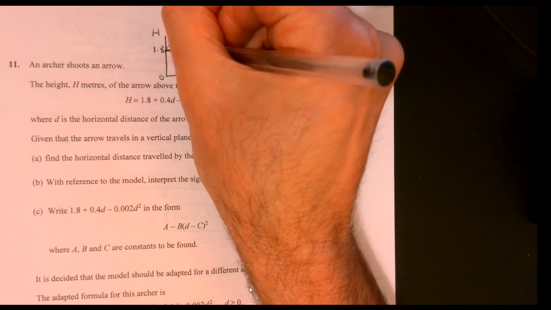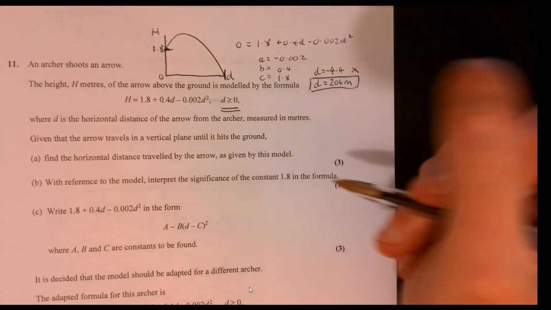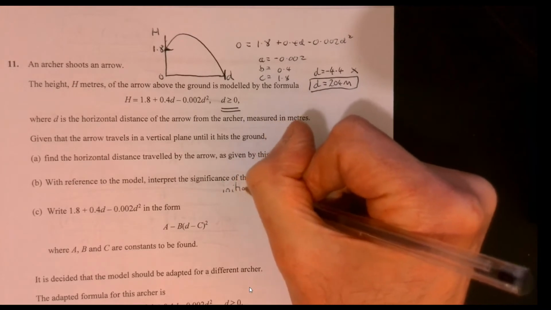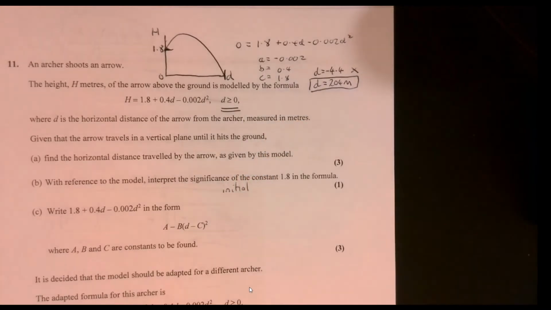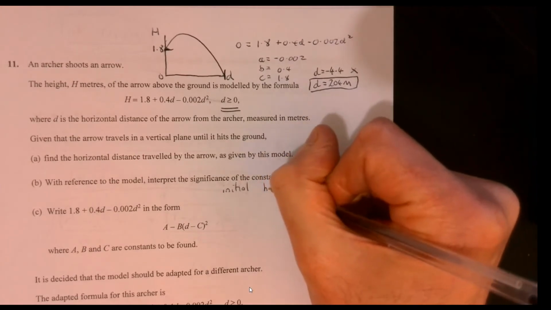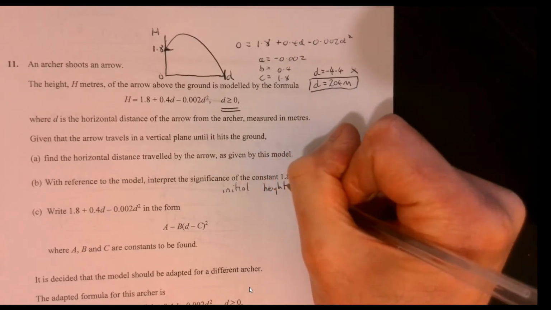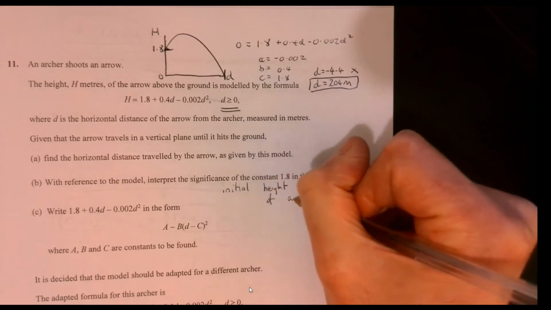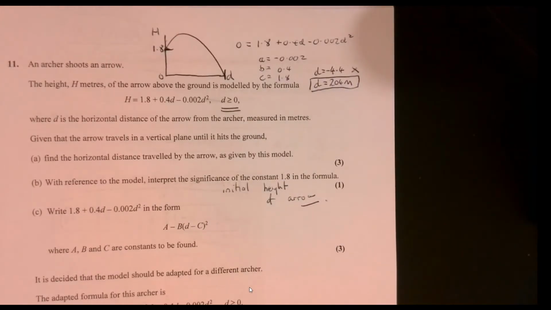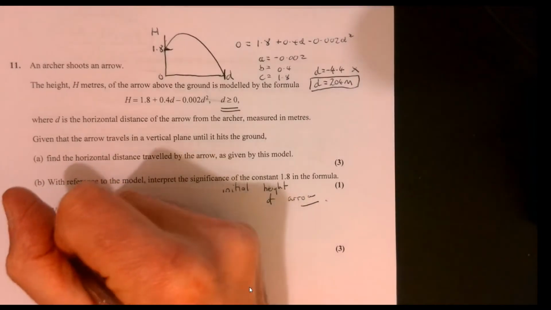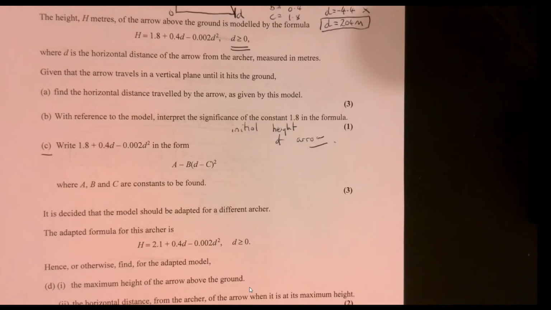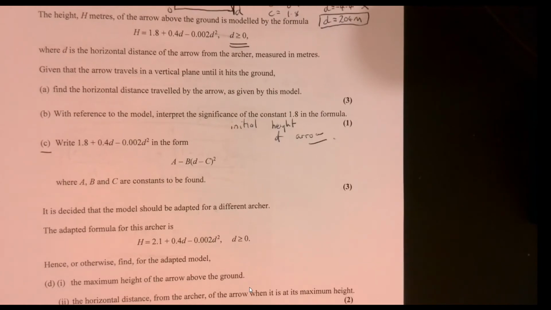Part B. With reference to the model, interpret the significance of the constant 1.8 in the formula. Well, we've already really said that. It's the initial height of the arrow, where it's fired from.